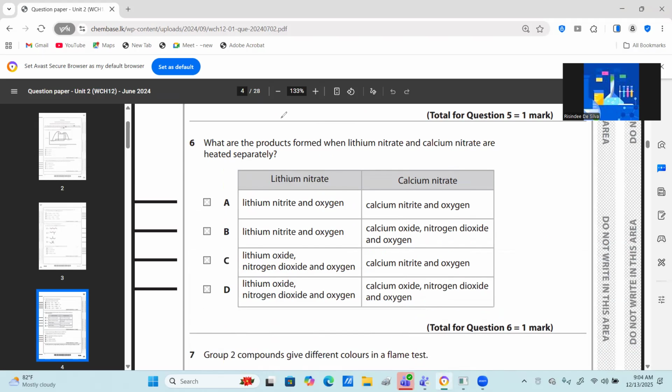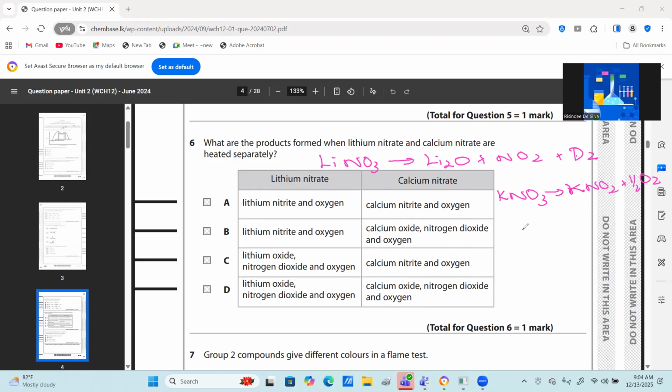Now, this is also a very common question they give in Unit 2 papers. If you take lithium nitrate, even though it's a group 1 nitrate, it will give lithium oxide, NO2 and O2. But other group 1 nitrates, when they decompose, for example, if you take potassium nitrate or sodium nitrate, it will give potassium nitrite and oxygen.